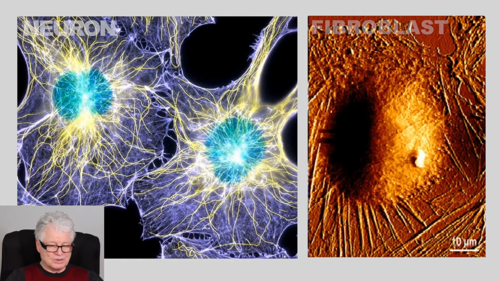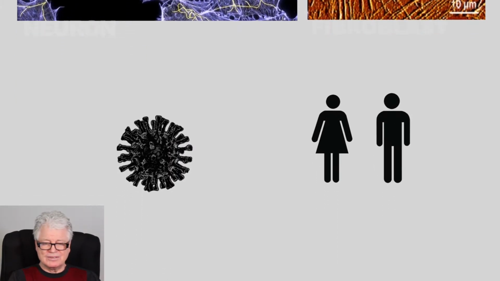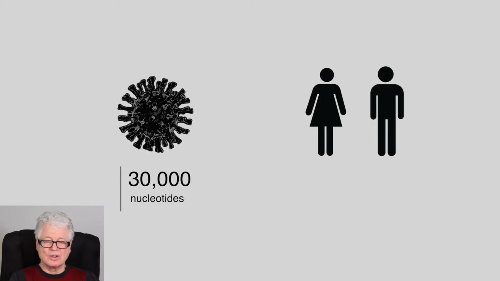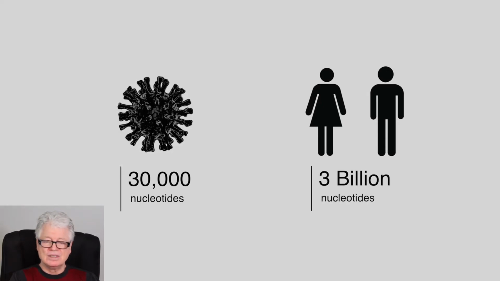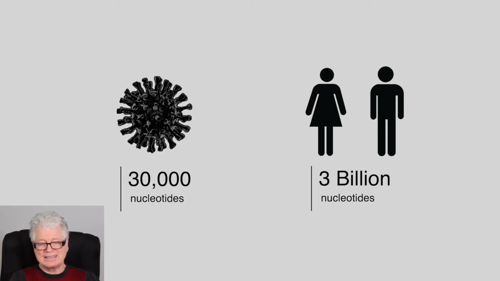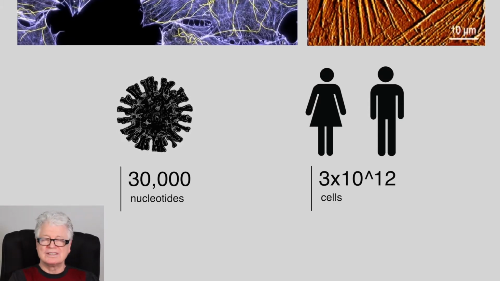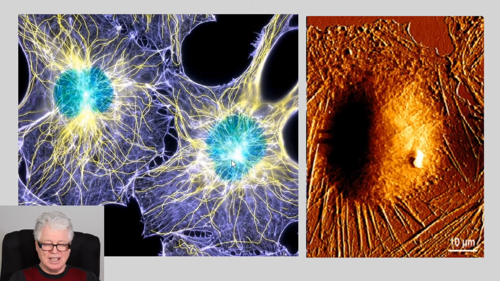In a nucleus, which you can actually see in these neurons here, is located the DNA, which holds the information on what that cell is supposed to do. Well, it holds the information of the entire organism, but it's specialized on the neurological function in this case. Just to put it in perspective, the coronavirus, for example, has 30,000 nucleotides. We humans have 3 billion nucleotides. So we are a little bit more complex. And we have 3 times 10 to the power of 12 cells. That's a lot of cells.